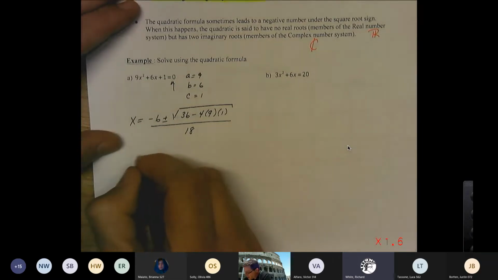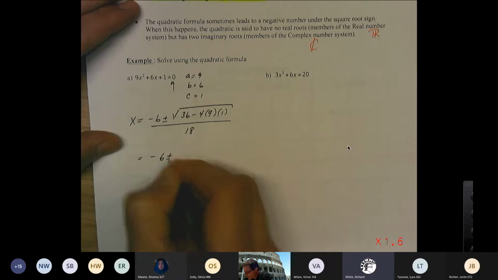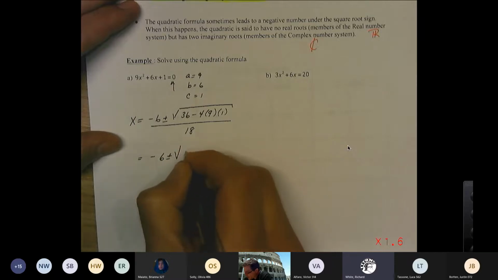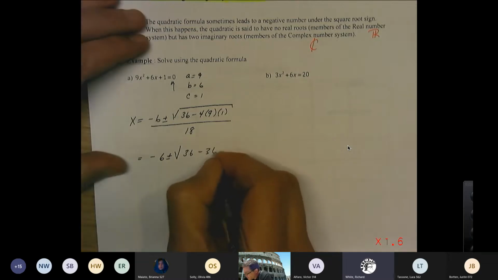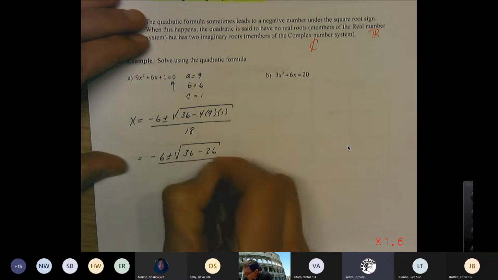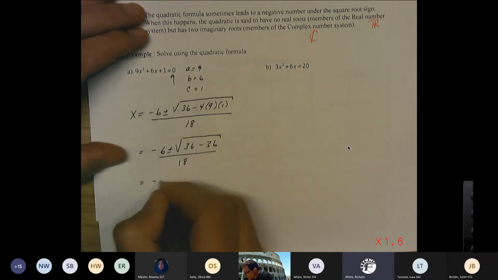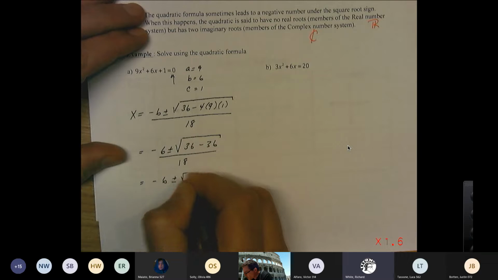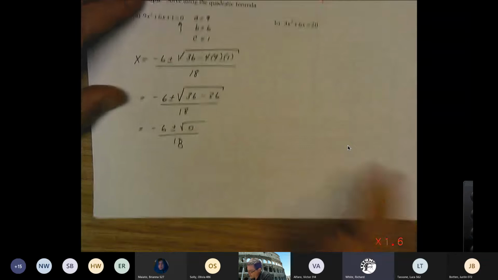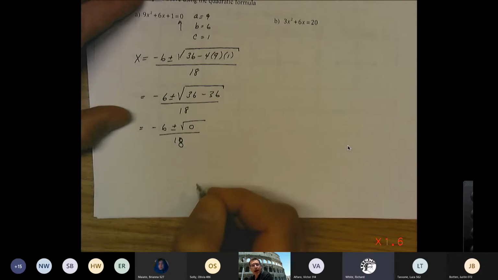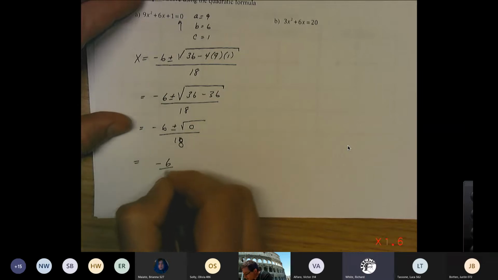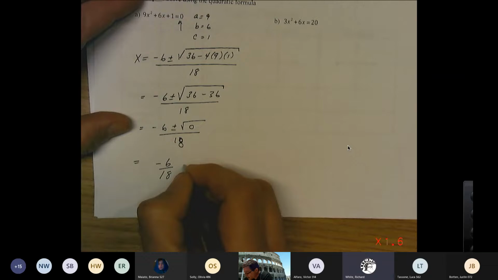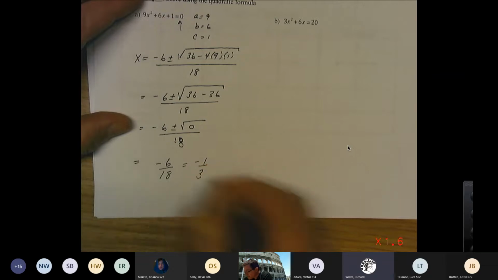Then I do a little bit more work. That's going to be equal to negative 6 plus or minus the square root of 36. Now what's 4 times 9? That's 36. Over 18. So this is negative 6 plus or minus the square root of 0 over 18. The square root of 0 is 0, so it's going to be negative 6 over 18, which will reduce to negative 1 over 3.